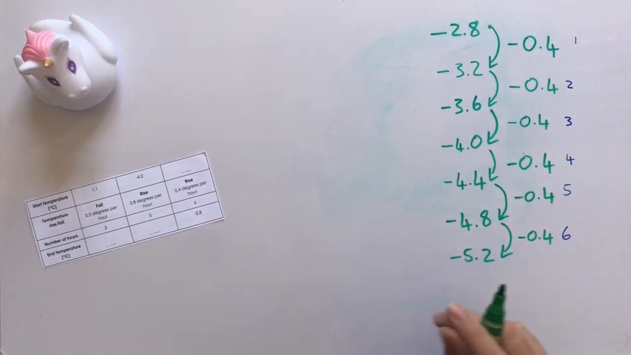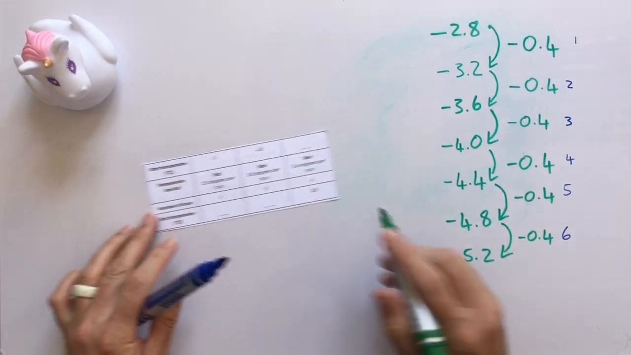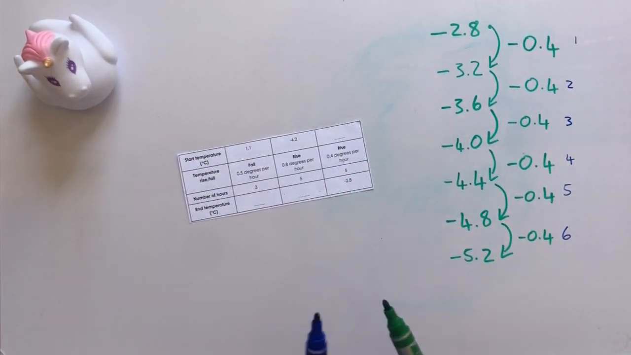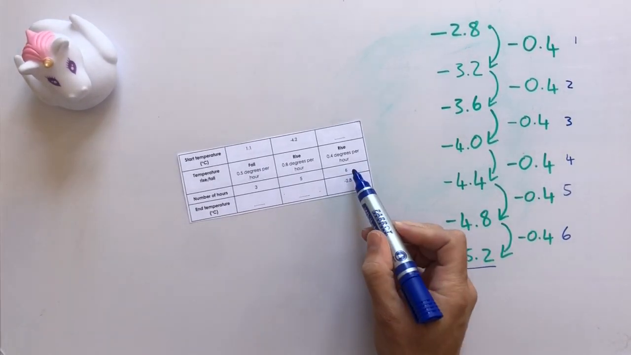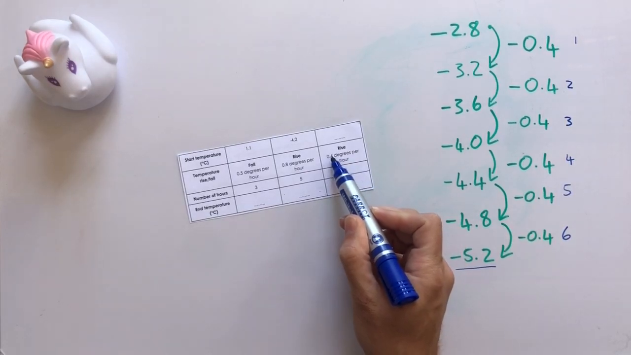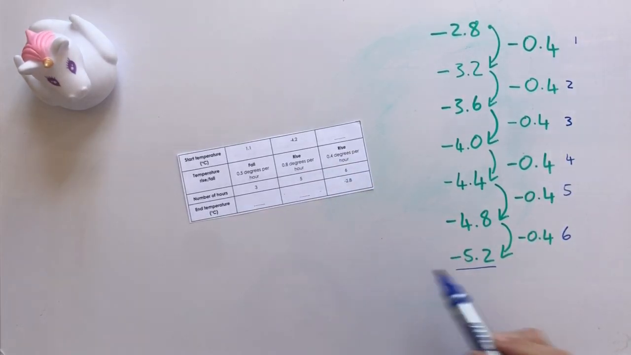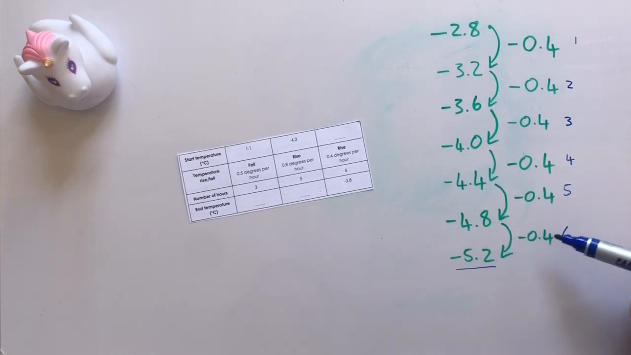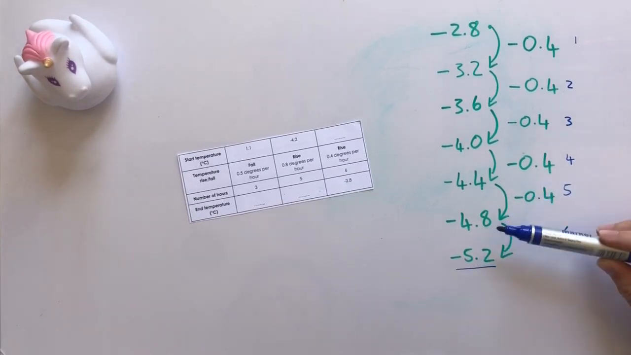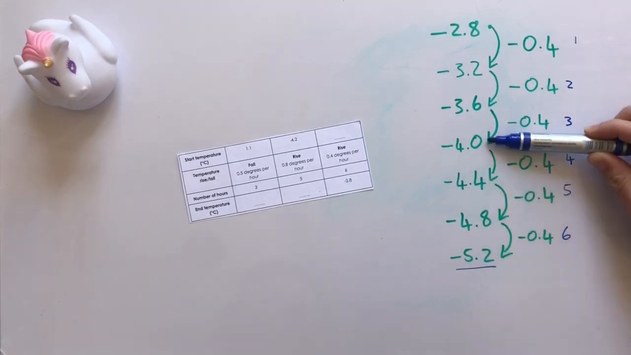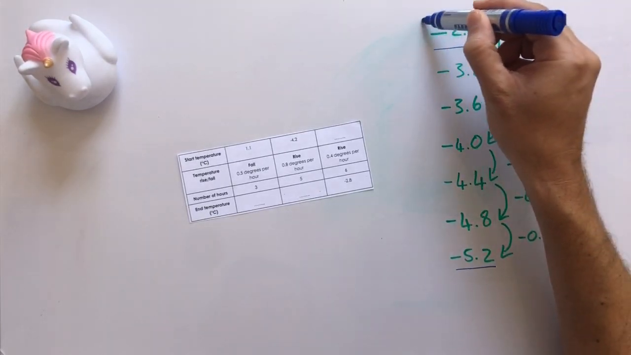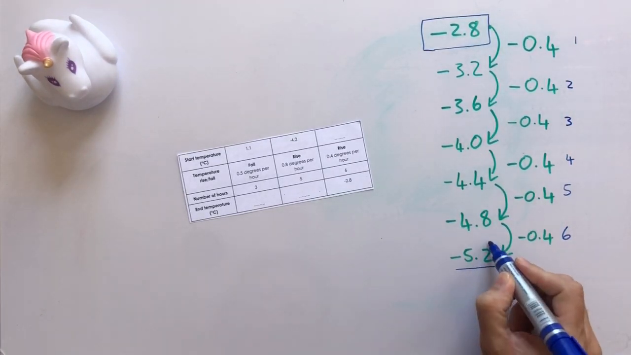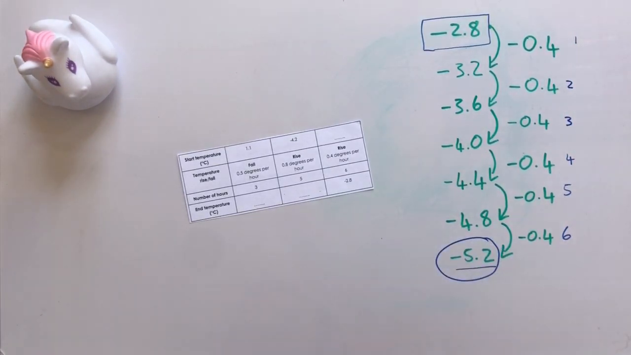So let's just quickly test our answer. If this was our start at negative 5.2, and I rose 6 times by 0.4, would I get to negative 2.8? And I would see that is true because every time I took away 0.4, so all I'm going to do is add 0.4 all the way up, and I see it's 1, 2, 3, 4, 5, 6. And then this would have been my end temperature. Okay, so this was the start temperature.